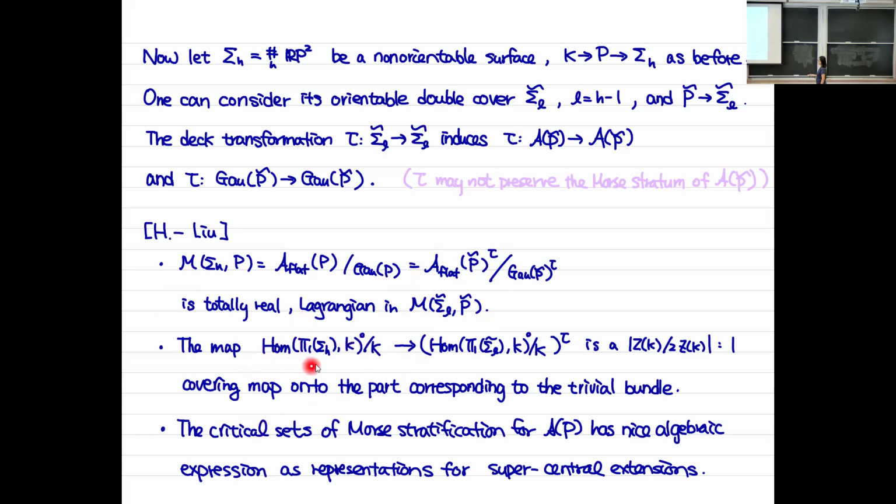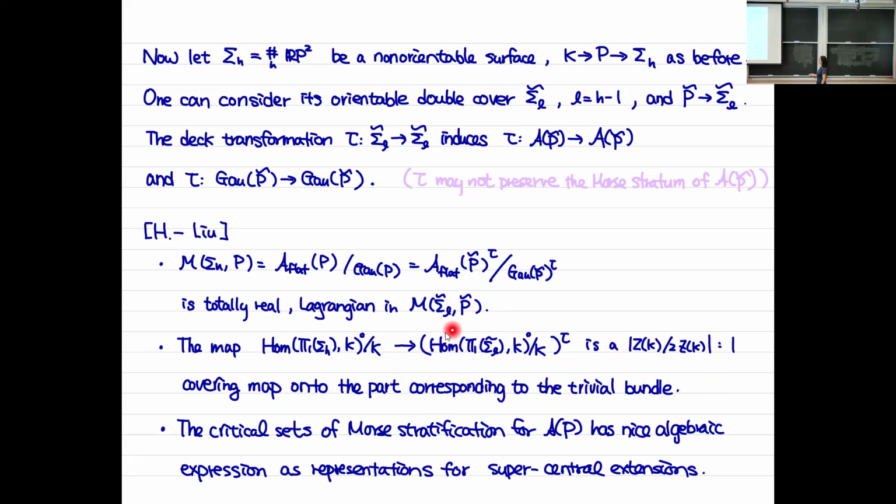So character variety as a whole, you consider all the possible ones over the non-orientable surface. And here is on the double cover. So again, you consider all the possible principal bundles, and you look at the fixed point set. Then the map going in is a covering map, and it's not surjective. It will only map to the part which corresponds to the trivial bundle.